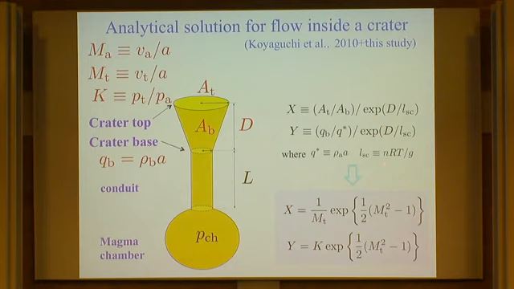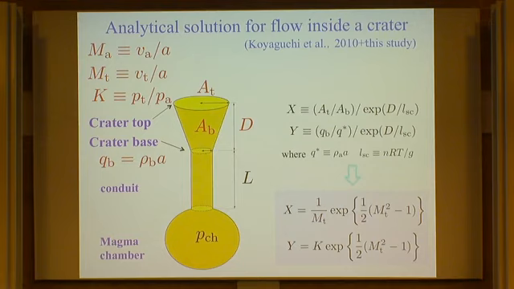If we introduce this x and y, then they can be calculated from the Mach number at the top of the crater and the pressure ratio at the top of the crater. This relation links x1 and y with the Mach number and the pressure ratio. From the point of view of geology, that means if we know the shape of the crater and the mass flow rate at the base of the crater, then we can calculate the Mach number and pressure ratio at the top of the crater by inversely solving these equations.